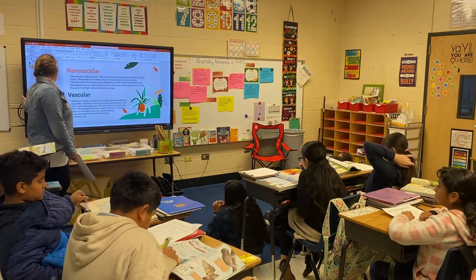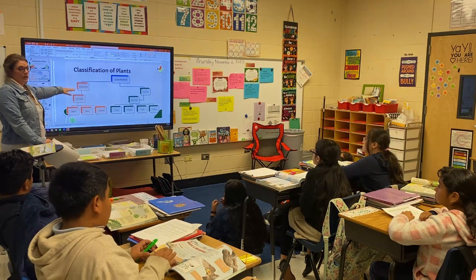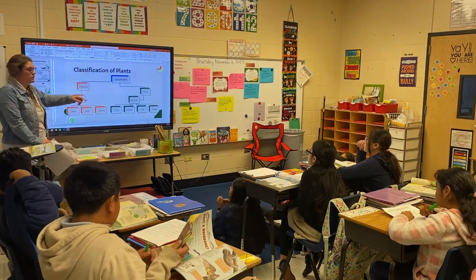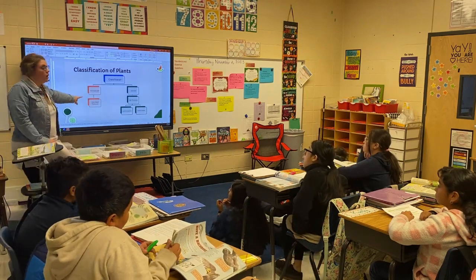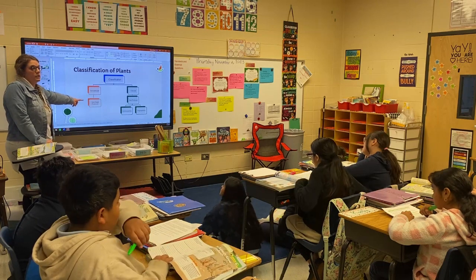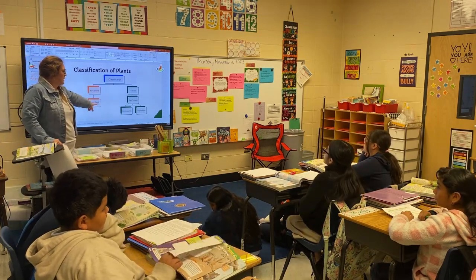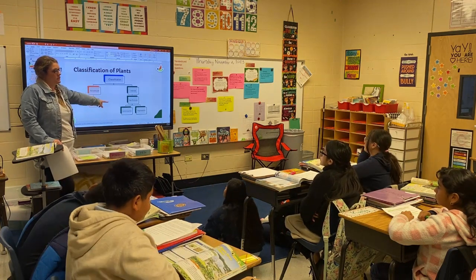All right, as we continue, we can see that the first thoughts are with classifying by non-vascular or vascular, which is telling us it has tubes or no tubes. The next classification would be how they produce. All right, so non-vascular and vascular, how they produce. They don't produce seeds or they do produce seeds.